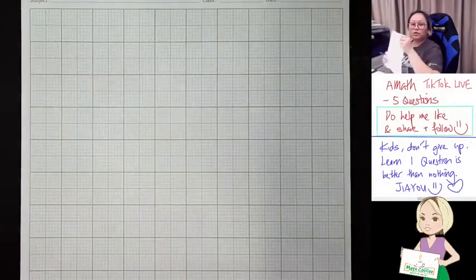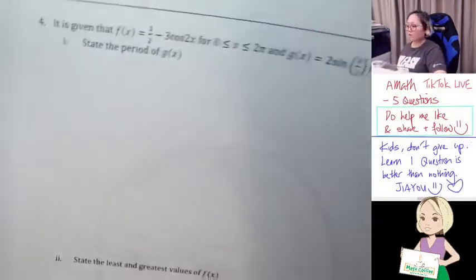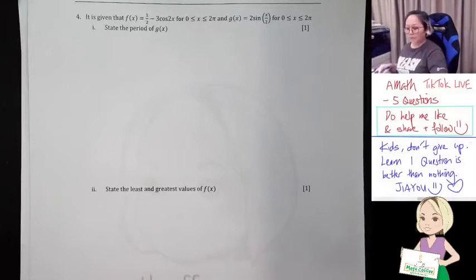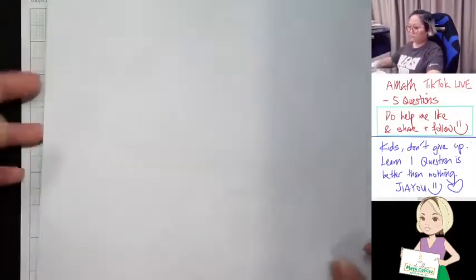When do we use the general term? You use the general term when you want to find a particular term. Okay, you see, wait, let me write on the paper.